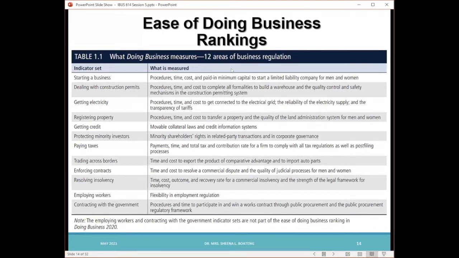So the areas of regulation are 12, starting from the regulation in relation to starting a business. And here they measure the procedures for starting a business, how much time it takes you, the cost involved, the paid-in minimum capital to start a limited liability company. And they do all this in comparison between men and women.